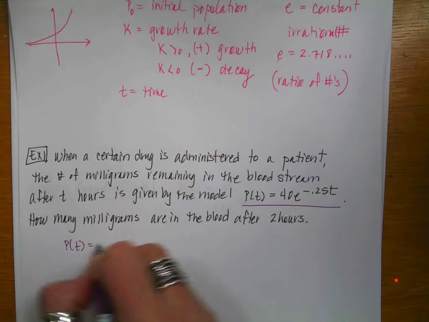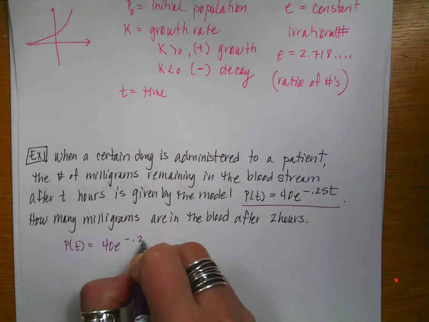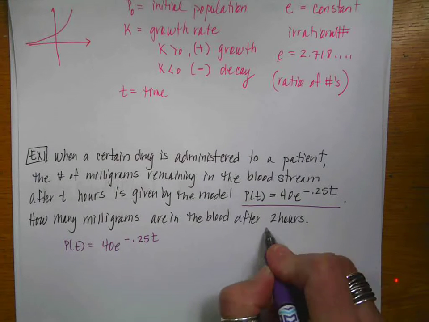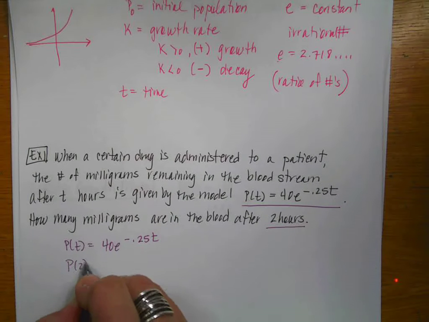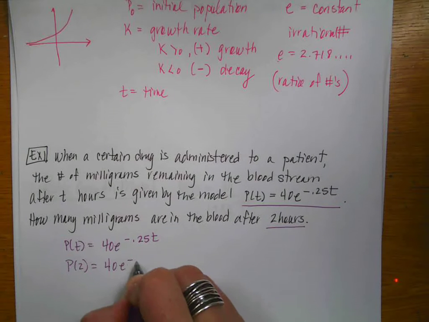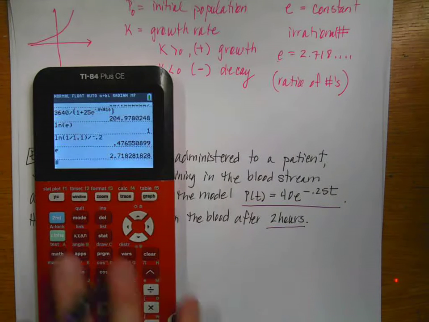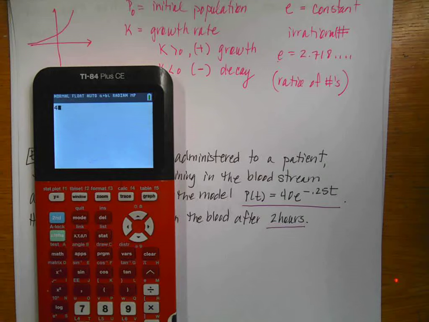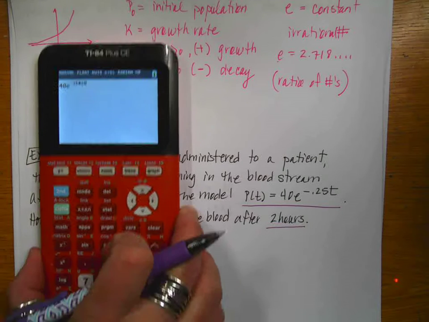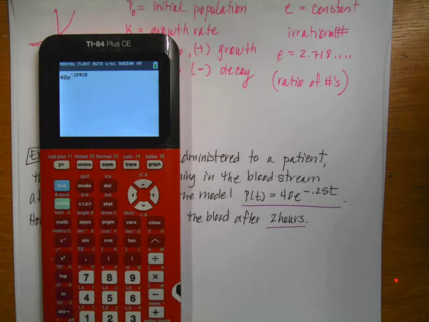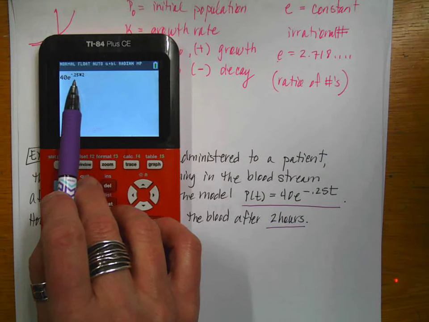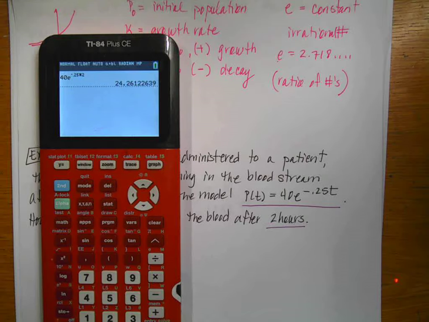So I'm going to write our model down here just because it's easier to see, instead of having it inside all the words. I want to know what happens after 2 hours, so P of 2 is going to equal 40e to the negative 0.25 times 2, and I would push buttons on my calculator. I'm going to clear all the things that are there. So I'm going to do 40 second e, and I'm going to raise it to the negative 0.25 times 2. Remember, if you are using some of the older little black calculators, you need to be really careful that you put your entire exponent in parentheses. So I'm going to go outside and hit enter.